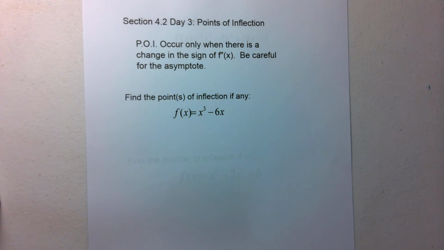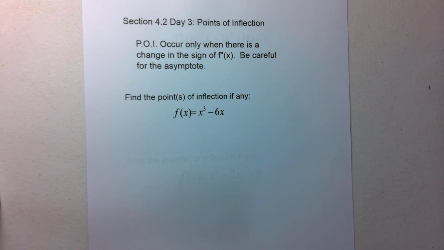But we have to be careful because it has to be a point. It's not always going to be a point where we have a change in concavity. We could have a change in concavity about an asymptote. So that's really what we're going to be focusing on today. What are those points of inflection? So let's go ahead and talk about finding those points of inflection.